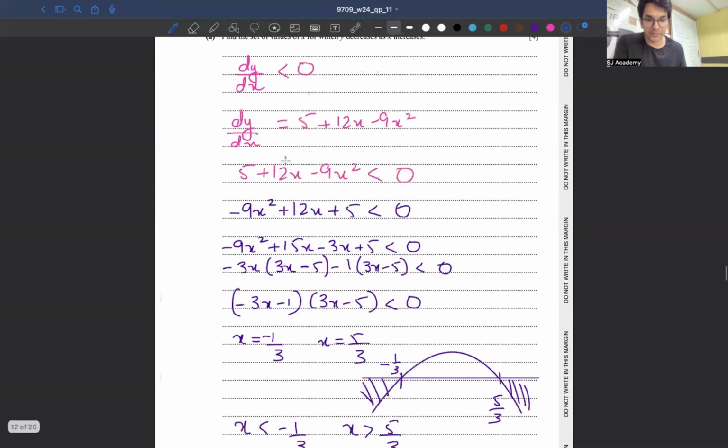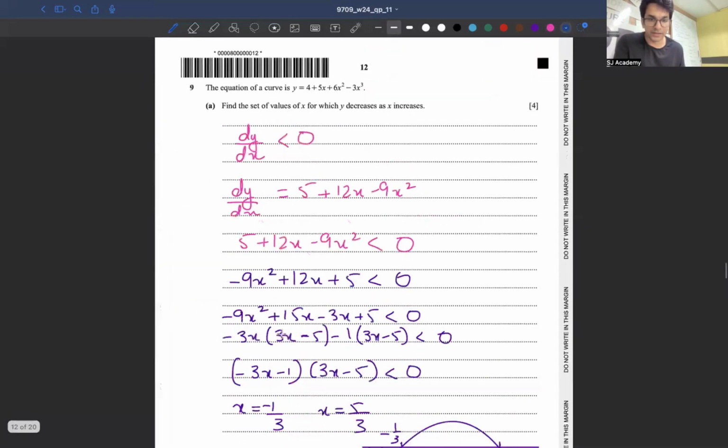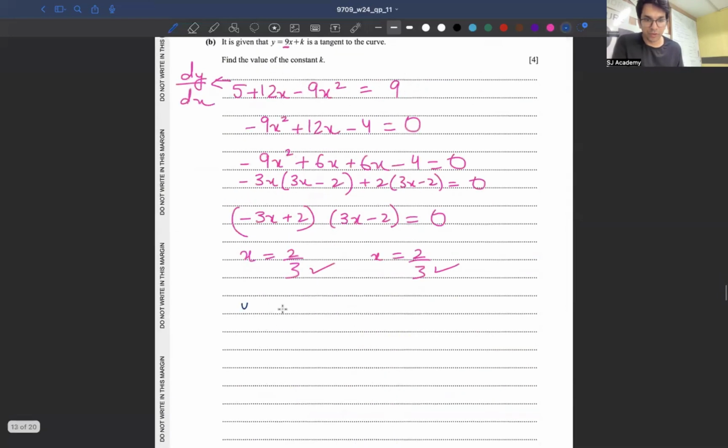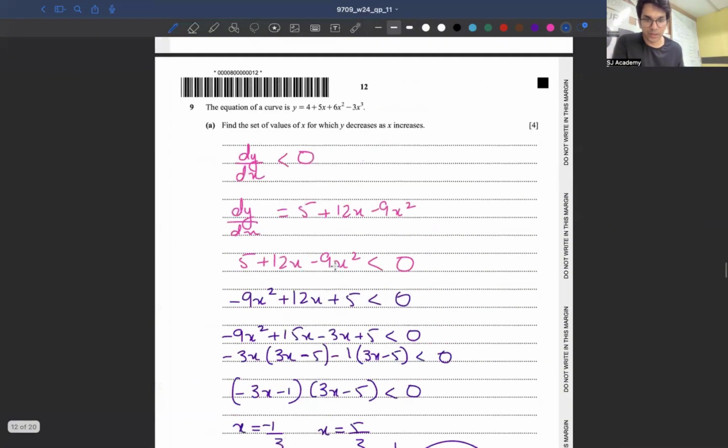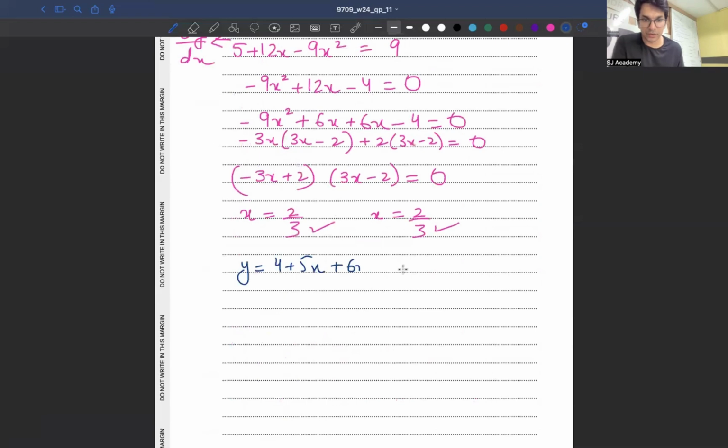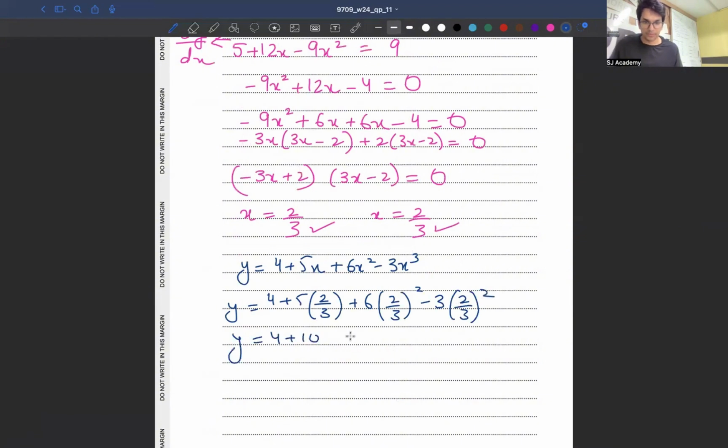So x is 2 by 3. And the equation was y is equals to 4 plus 5x plus 6x squared minus 3x cubed. Substituting the value of x over here, we get 4 plus 5 into 2 by 3 plus 6 into 2 by 3 whole squared minus 3 into 2 by 3 whole cube. So the y value will become 4 plus 10 upon 3 plus this will become 4 upon 9 minus 3 into, okay, this was a cube over here, so this will become 8 upon 27.